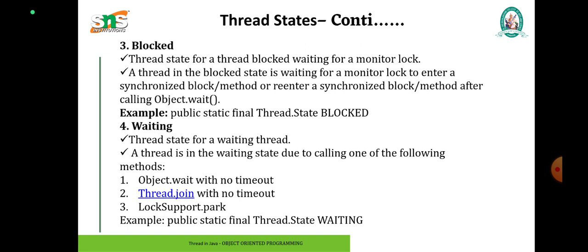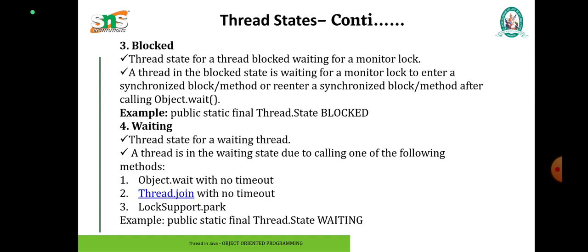Next one is blocked. Thread state for the thread blocked waiting for monitor lock. A thread in the blocked state is waiting for a monitor lock to enter a synchronized block or method, or to re-enter a synchronized block or method after calling object.wait. Example, public static final Thread.State BLOCKED.